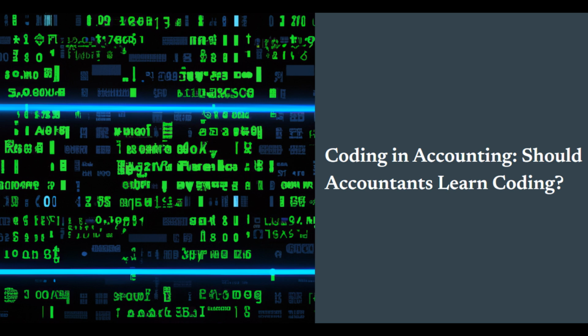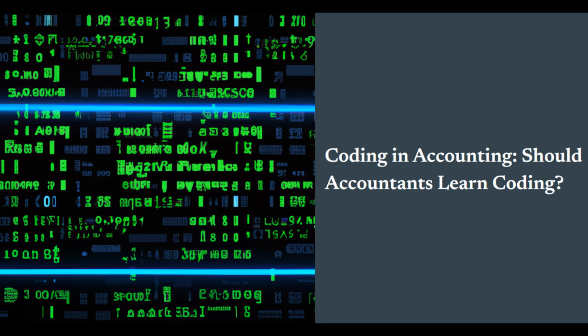So, why should accountants invest time in learning to code? Here are six compelling reasons. First, coding provides a deeper understanding of the technologies and platforms your clients use. This knowledge fosters better communication and collaboration. When you understand the tools your clients rely on, you can offer more meaningful insights and recommendations.